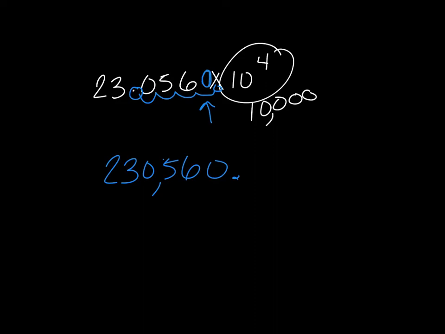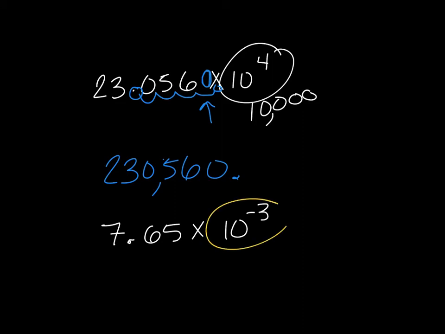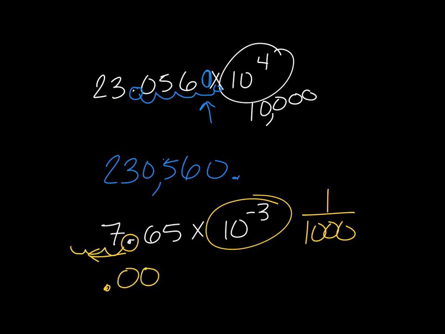Okay, or what if I want a different number? So how about 7.65 times 10 to the negative 3? So am I making it bigger or smaller? Again, look at this. Well, that's a 1 over 1,000. I'm dividing it by 1,000. I'm going to make it smaller. So where does this decimal have to be if I want it to be smaller? It has to go this way, 3 places. This is only 1, 2, 3. I've got to have 2 zeros, a 7, a 6, and a 5. So that's really what the number is.